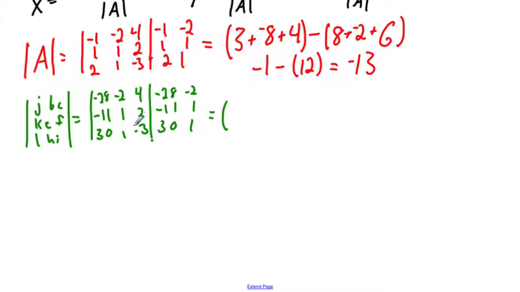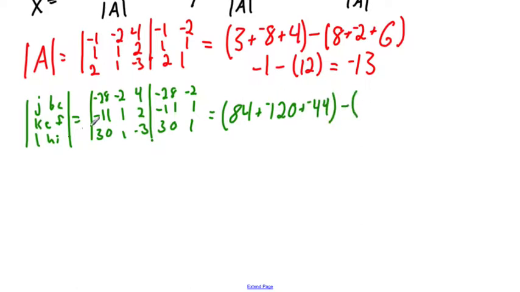So negative 28 times 1 times negative 3, that's going to give me a positive 84. And I'm going to add that to negative 2 times 2 times 3, which is going to give me a negative 12. Oh, sorry, I almost made a mistake there. It's negative 2 times 2 times 30. That's going to be a negative 120. 4 times negative 11 times 1, and that's going to be a negative 44.